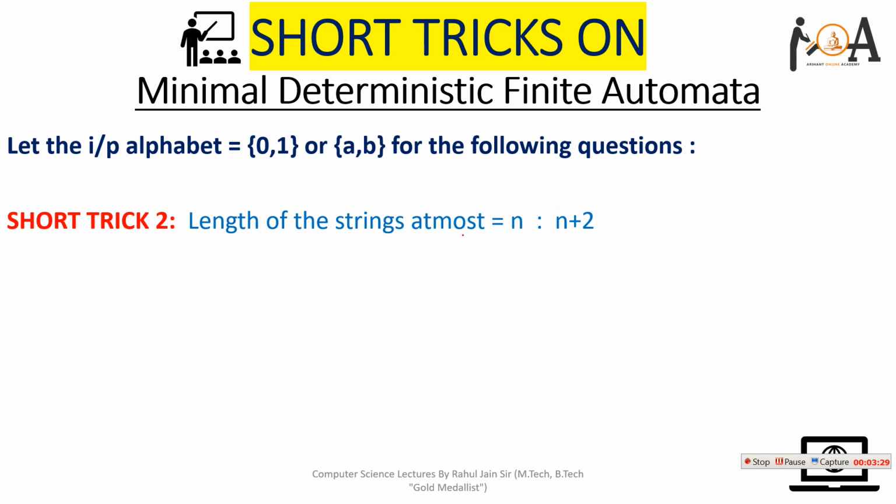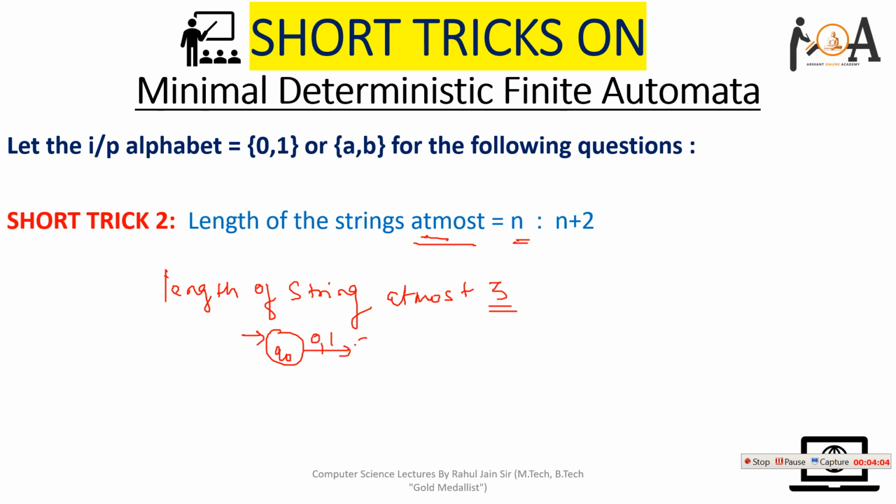Shortcut trick 2. If the length of the string is asked as at most n, suppose I have asked you that the length of the string is at most 3, what would be the minimal number of states in the DFA on input symbols 0 or 1? If I draw the DFA, on q0, on 0 or 1, I will go to q1. At most 3 means it may be of length 0, so the initial state would also be a final state. It may be of length 1, so q1 should also be a final state. It may be of length 2, so q2 is also a final state.